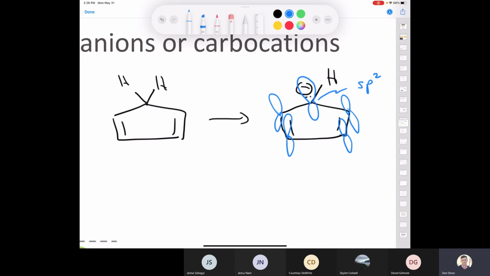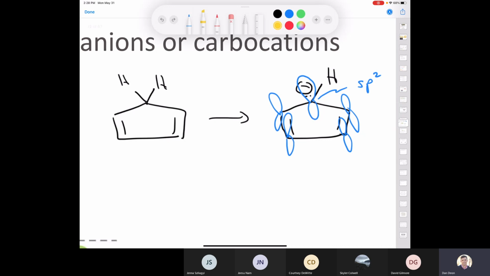Then these two electrons, the lone pair, are actually in the p orbital. So now I've got a continuously overlapping system of p orbitals that you can see here. And how many electrons do I have in the p orbitals? I have 2 from the lone pair. I also have 3, 4, 5, 6.